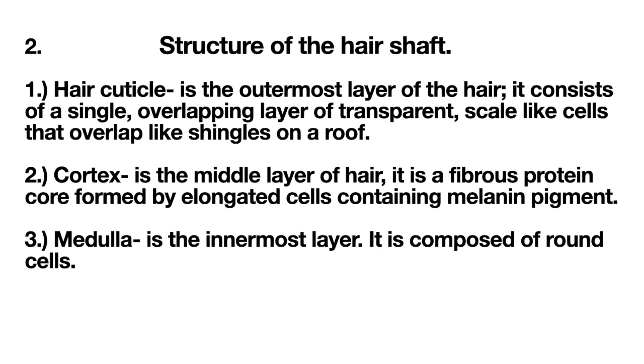The cuticle layer provides a barrier that protects the inner structure of the hair as it lies tightly against the cortex. It is responsible for creating that shiny, smooth, silky feel of healthy hair. Number 2. Cortex. The cortex is the middle layer of the hair. It is a fibrous protein core formed by elongated cells containing melanin pigment.